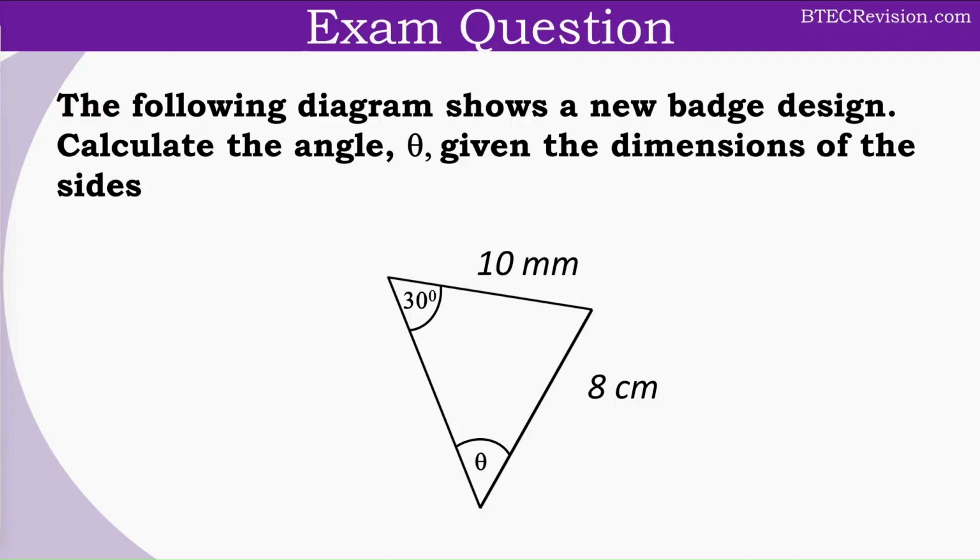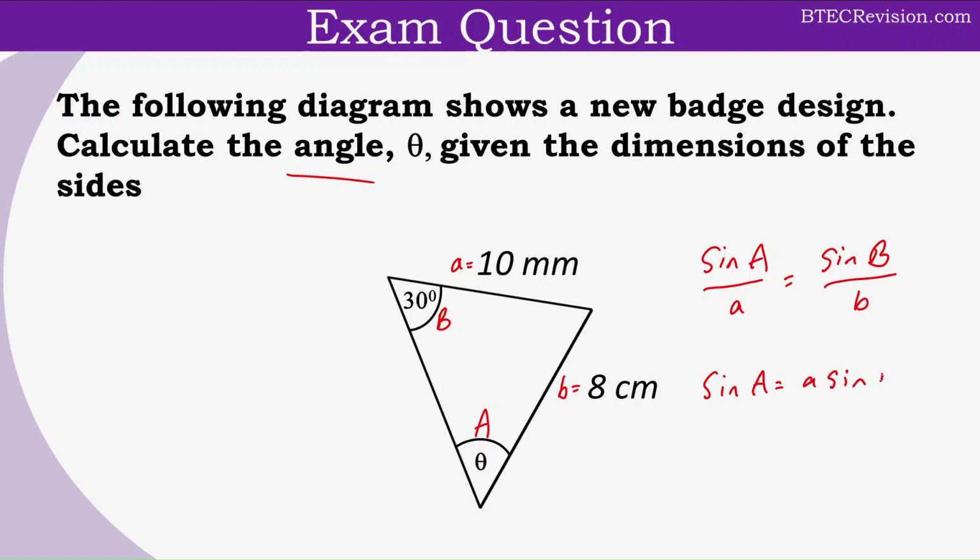Now pause the video here and attempt this exam question. Let's start by setting our values. We'll set the angle to be capital A, and the length opposite is little a, and then we'll set the angle 30 degrees to be capital B, and the length opposite to be lowercase b. Now we can use our equation. So it says calculate the angle, so we'll start with using the equation sine A divided by little a is equal to sine B divided by little b. Rearranging for sine A, we have a sine B divided by b. Now we can plug in our values.